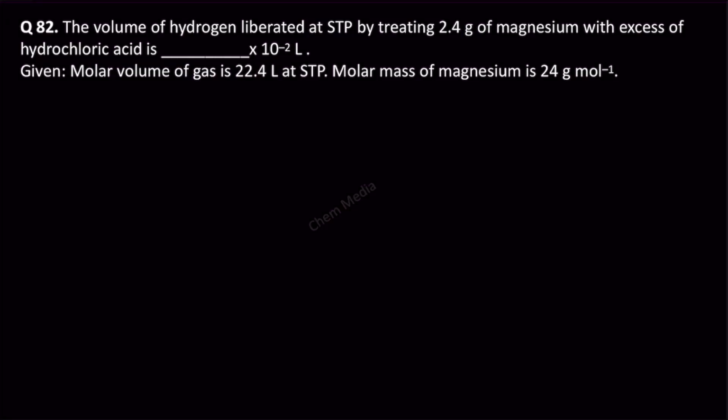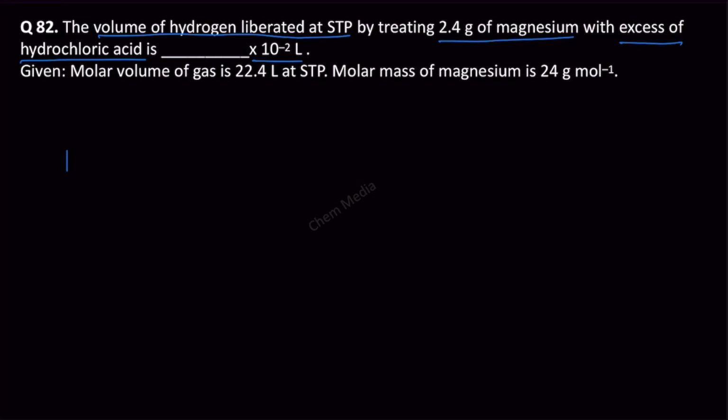Hello everyone, here is a question based on mole concept. The volume of hydrogen liberated at STP by treating 2.4 gram of magnesium with the excess amount of hydrochloric acid is how much? We have to find out the answer in terms of 10 to the power minus 2 liters.